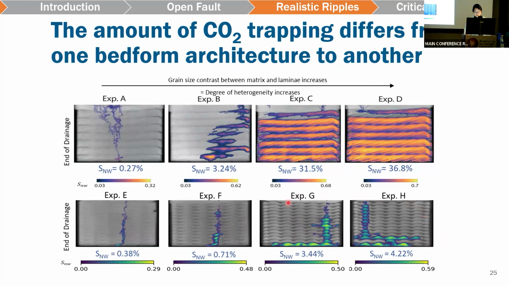And if we compare the trapping amount of the ripple bedform to the cross-laminated bedform, we can now observe even larger difference. So for a cross-bedded case, we can see that the maximum trapping amount is almost 40% compared to just the ripple lamination case, which is only about 4% at the same grain size contrast or degree of heterogeneity. And that's why identifying the correct facies with different sedimentary bedforms is important for this reason.